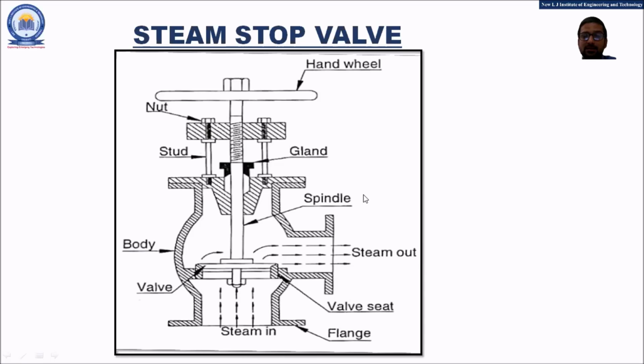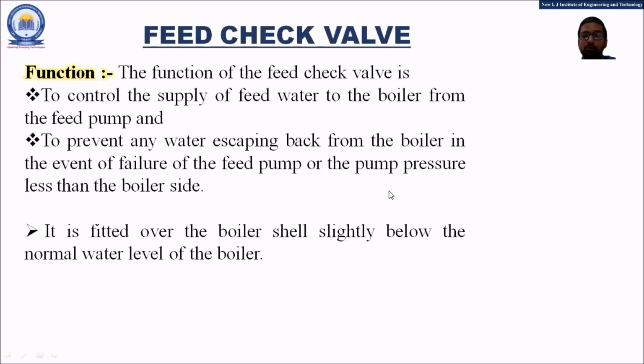Okay, thank you friends. So now let us proceed further and understand the fourth boiler mounting, that is the feed check valve. The function of the feed check valve is to control the supply of the feed water to the boiler from the feed pump, and it prevents the water from escaping back from the boiler in the event of the failure of the feed pump or in the conditions when the pump pressure is less than the boiler pressure.